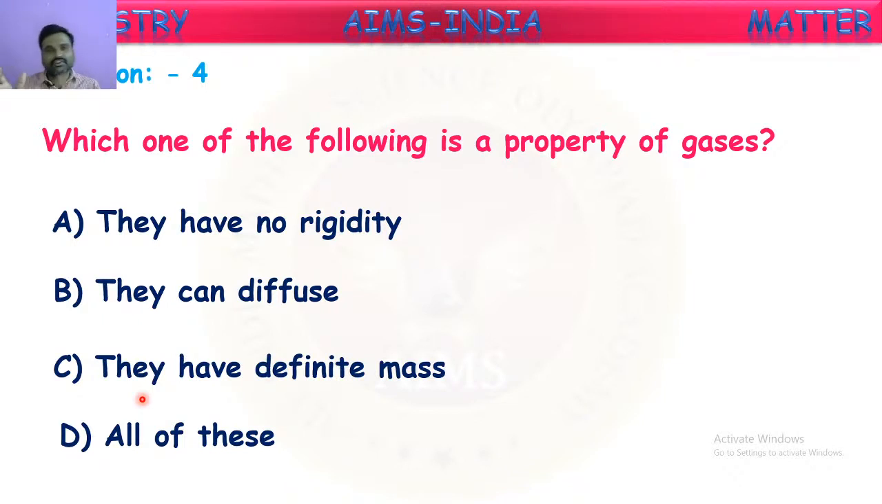We said some properties vary from solids to gases. If you say shape, solids have fixed shape, liquids have no fixed shape. They take the shape of the container. Even gases have no fixed shape, they take the shape of the container. Coming to volume, solids have fixed volume, liquids also have fixed volume, but gases do not have fixed volume. They occupy the volume of the container in which they are kept.